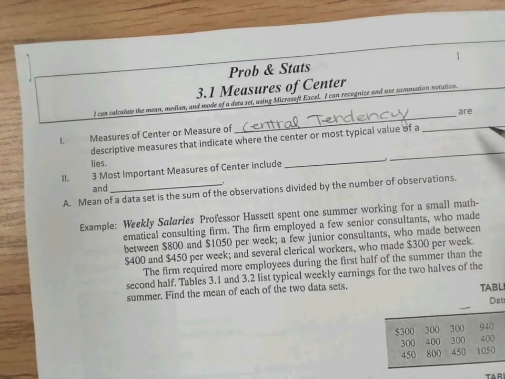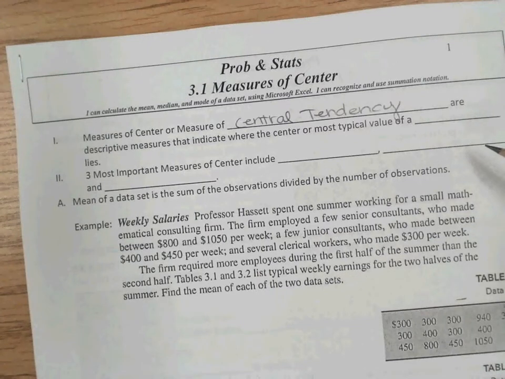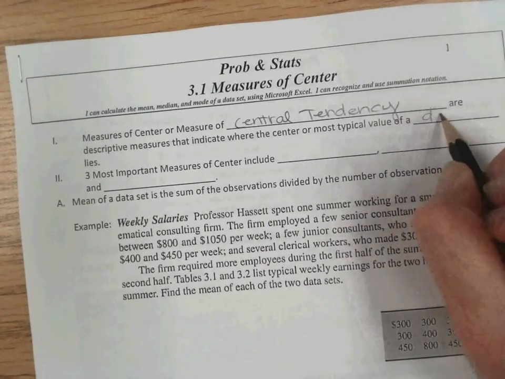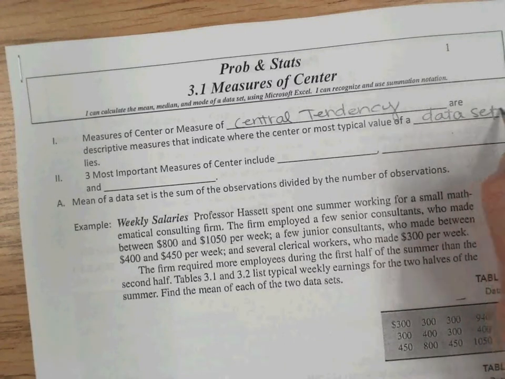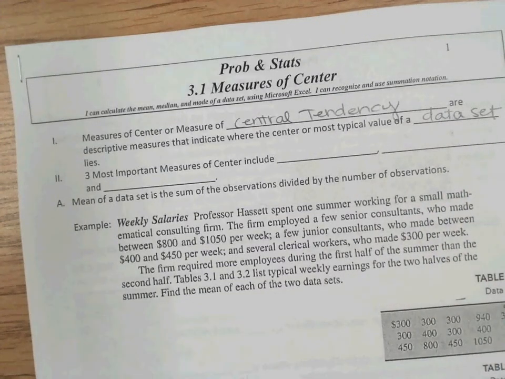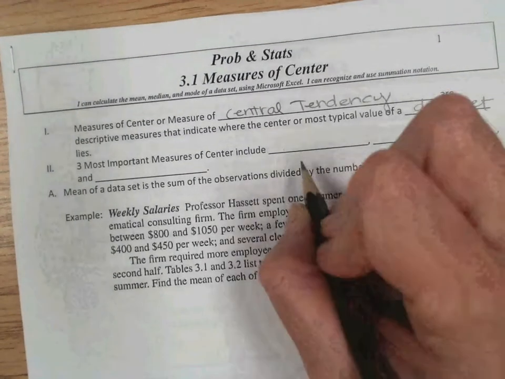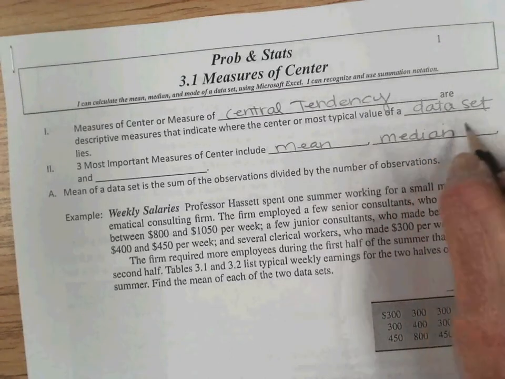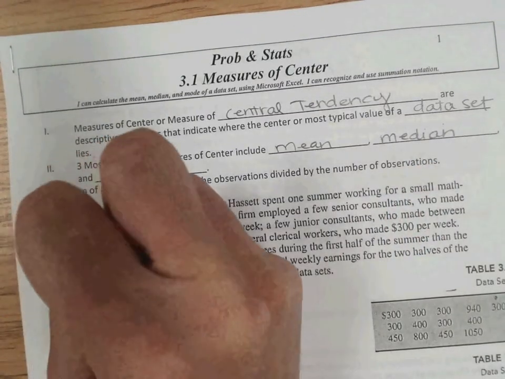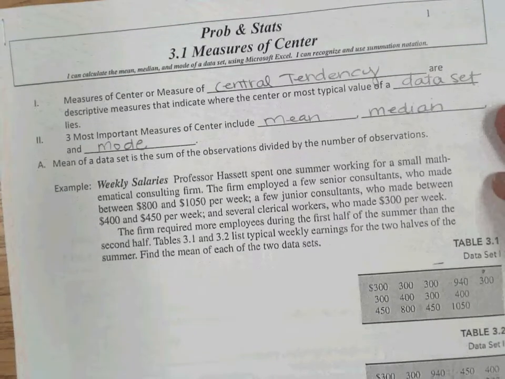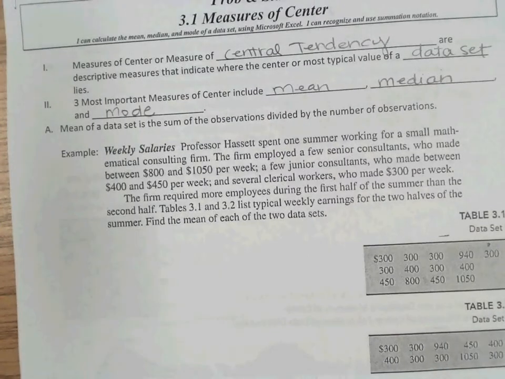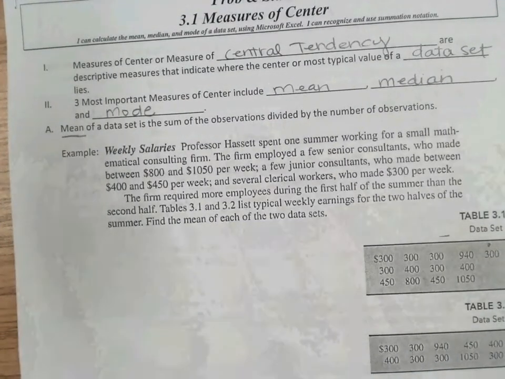And these measures are descriptive measures that indicate where the center or most typical value of a data set lies. The three most important measures of center include mean, median, and mode. So much of this lesson may be review, and some of this lesson will likely be new for everyone. So our first example is about mean.